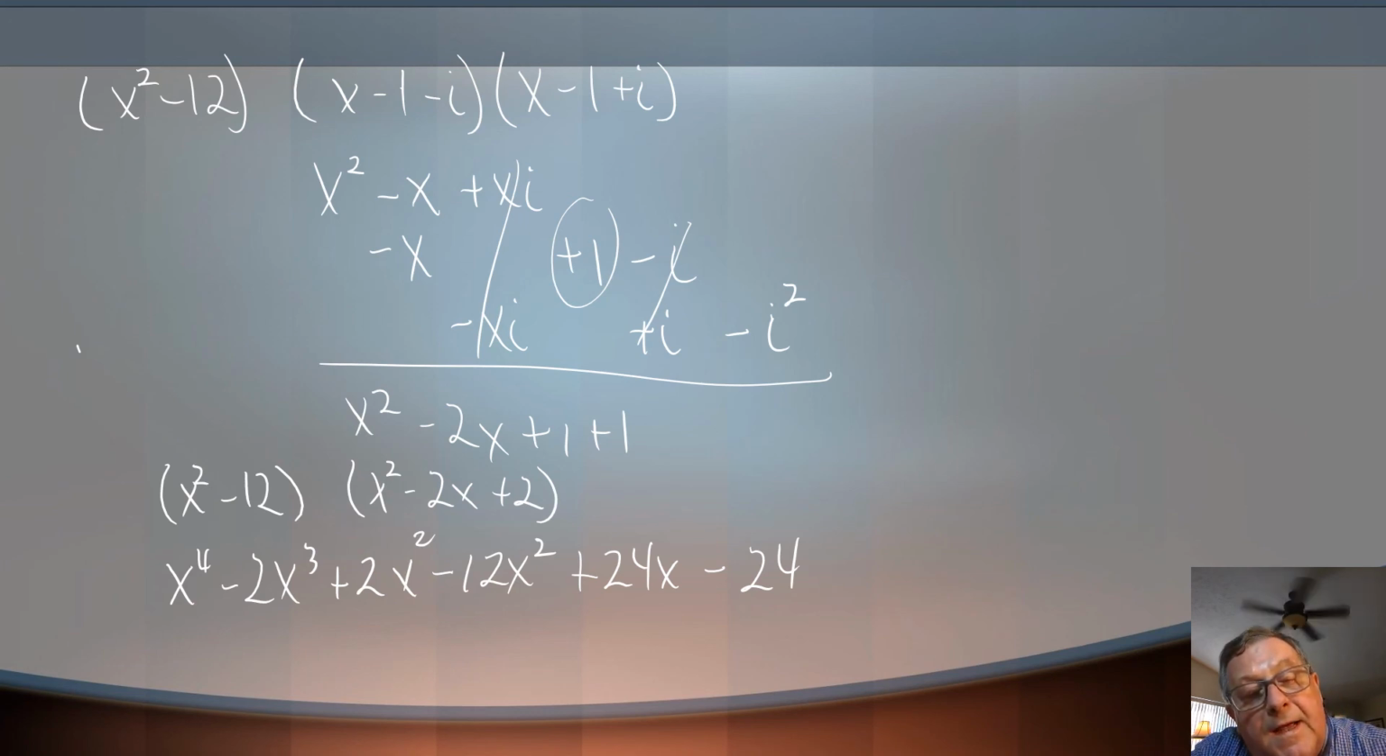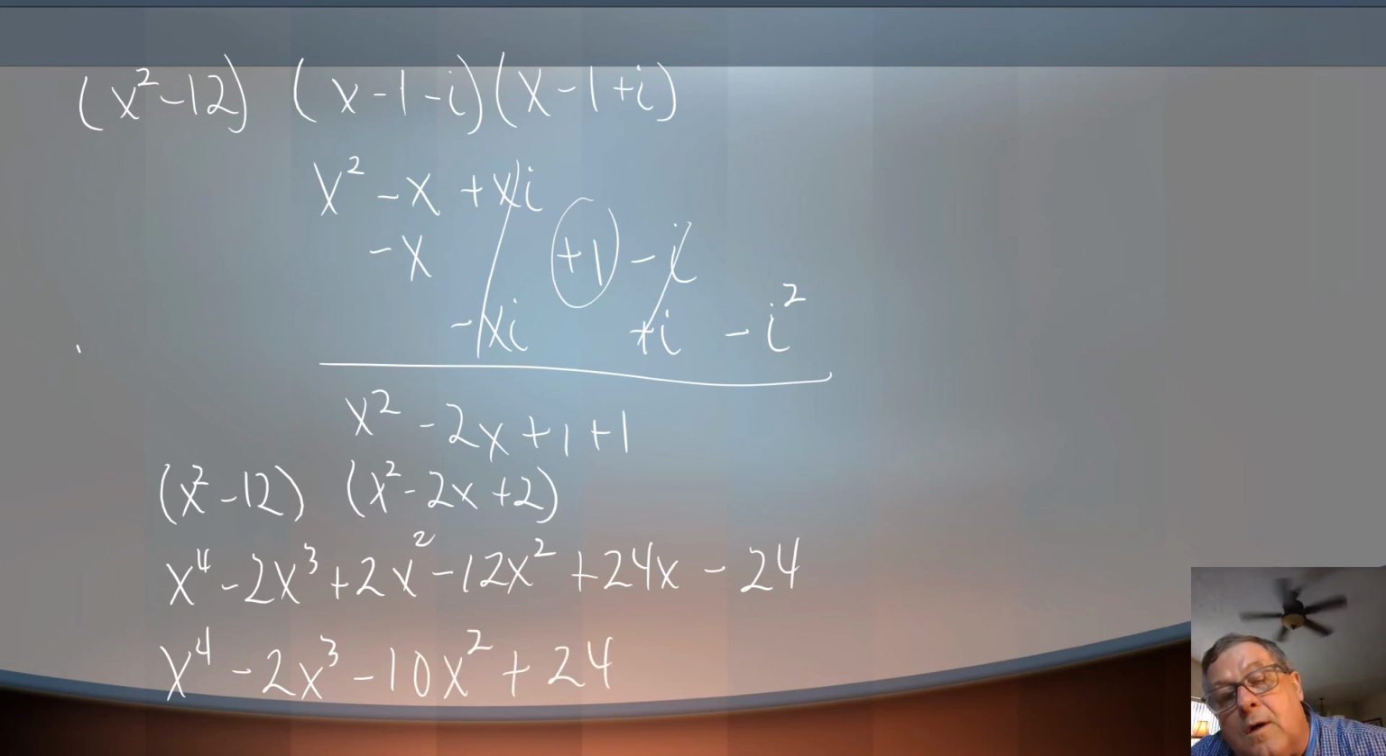All right, let's see if we can combine like terms. So we got an x to the fourth. I got negative 2x cubed. I don't have any more x cubes in there, so negative 2x cubed. I got a plus 2x squared and a negative 12x squared, so that's going to be negative 10x squared plus 24x minus 24.